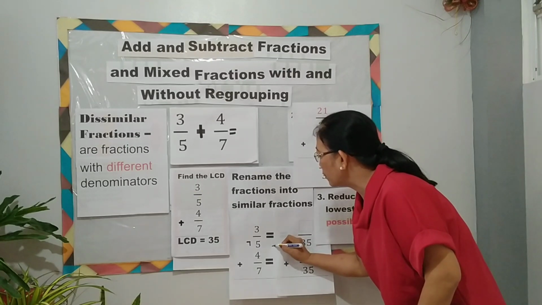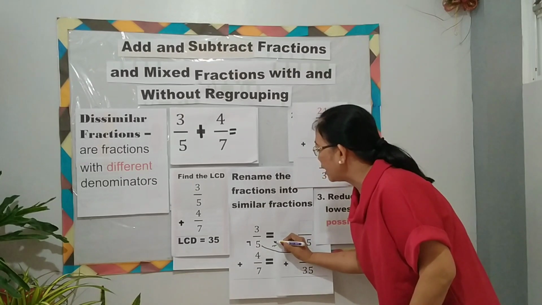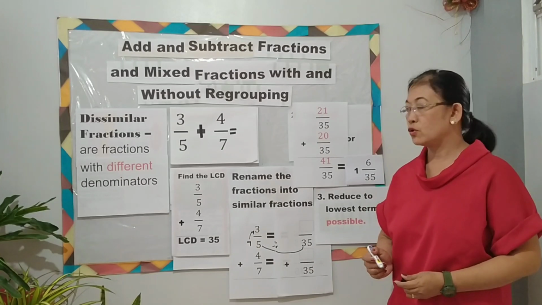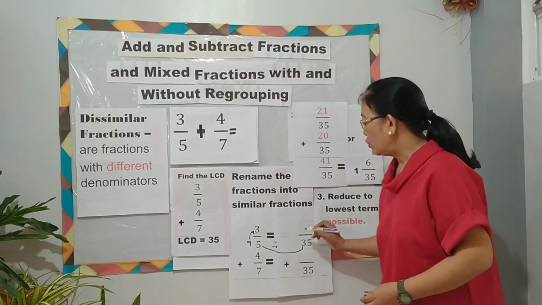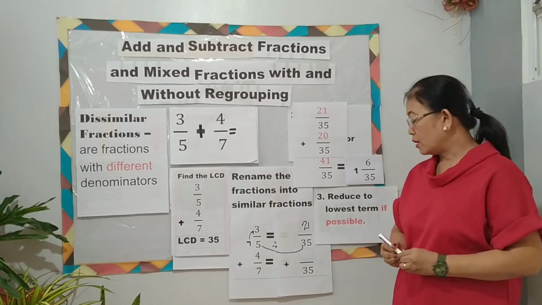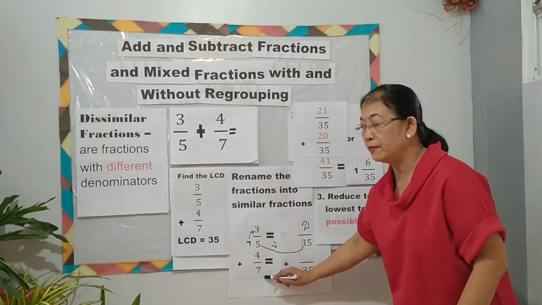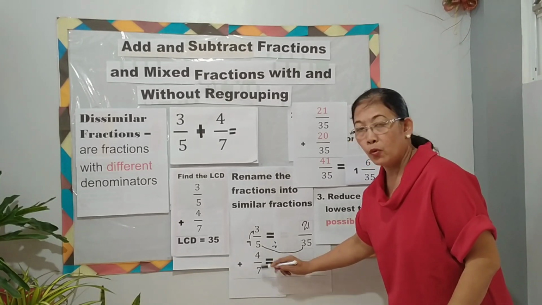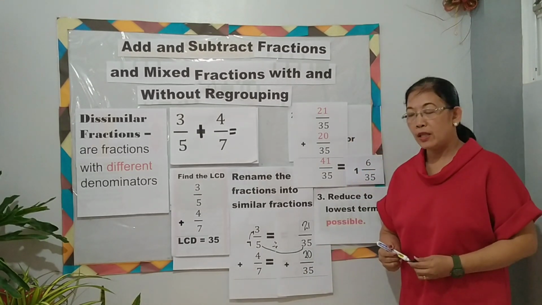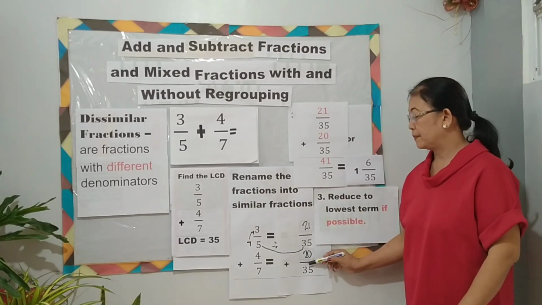So remember, the process on how to do this is division. So you divide. Then you have to multiply 7 by 3. So what is 7 times 3? You will get 21. So do the same process. 35 divided by 7 is 5. 5 times 4 is 20. So if you look at this, these are now similar fractions.